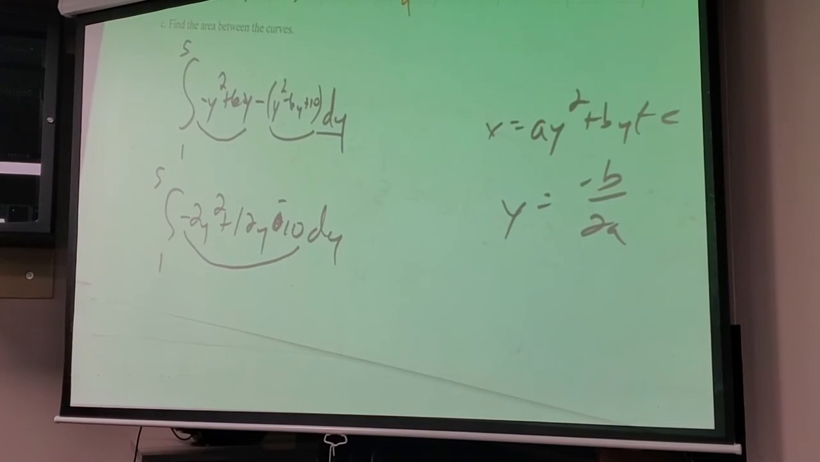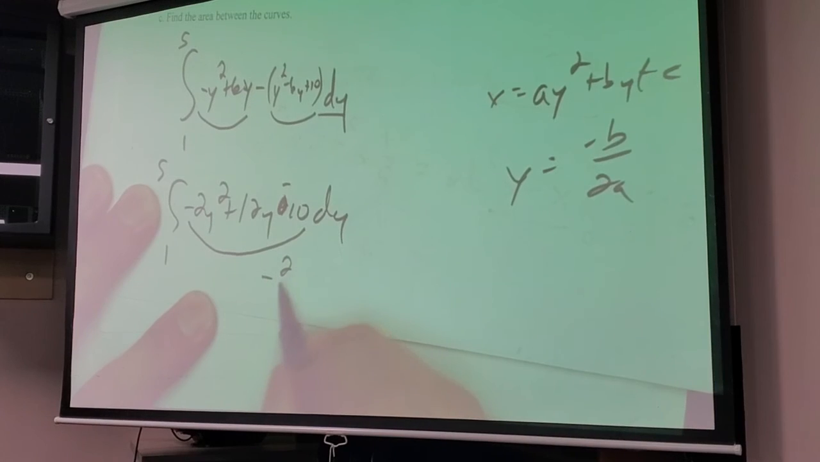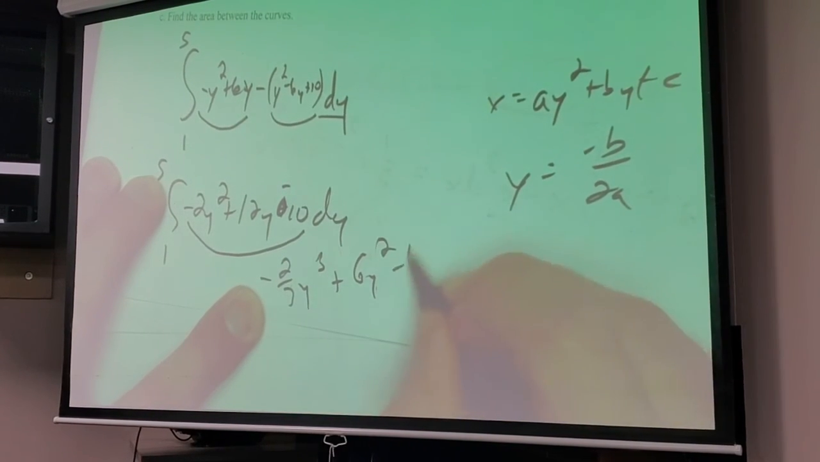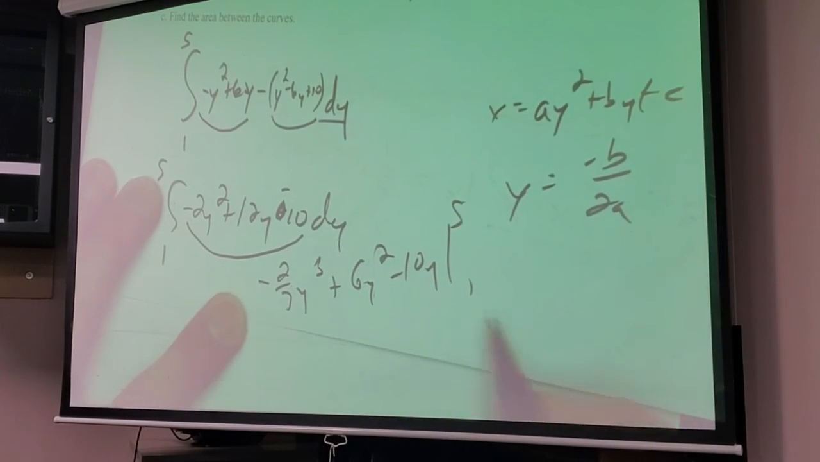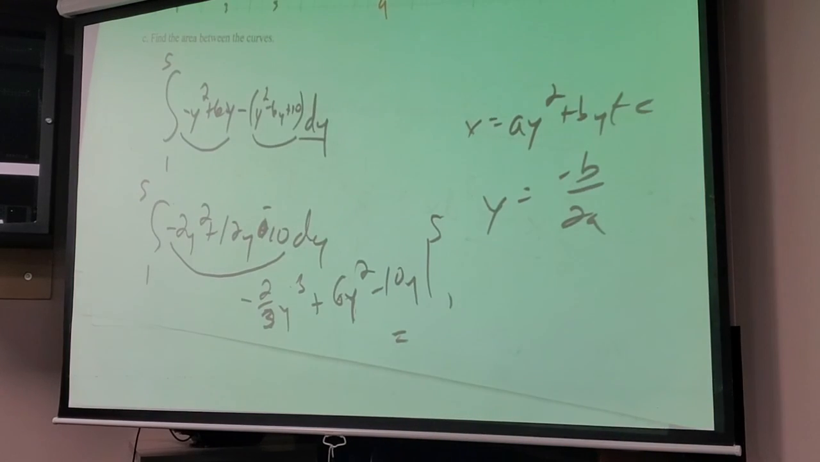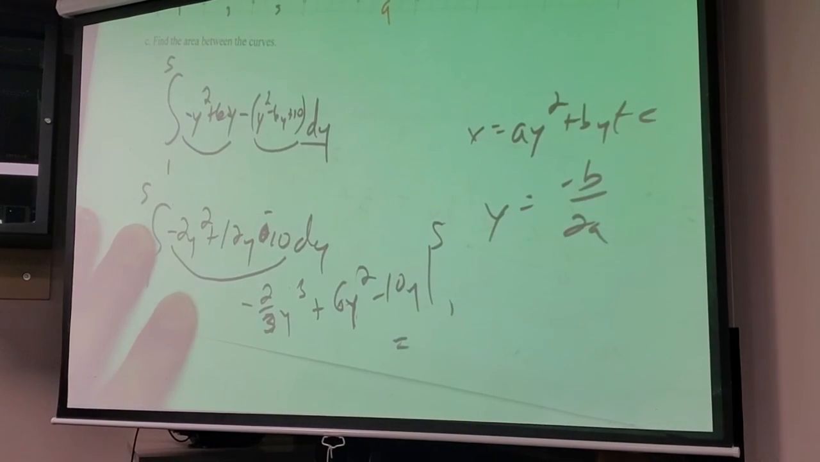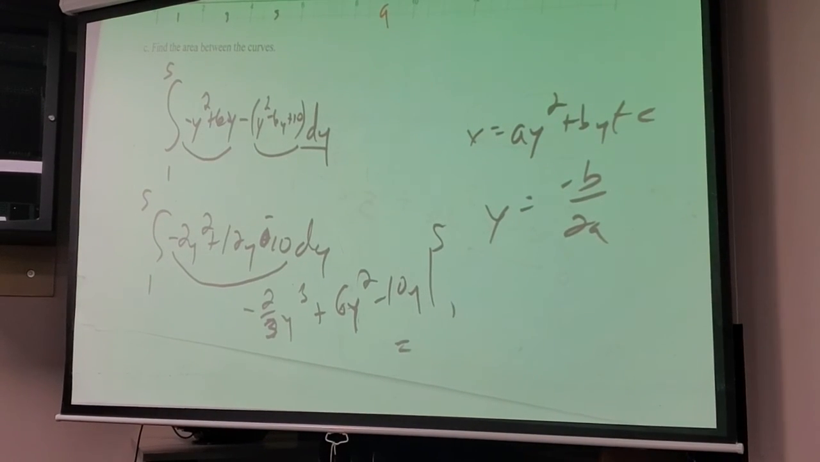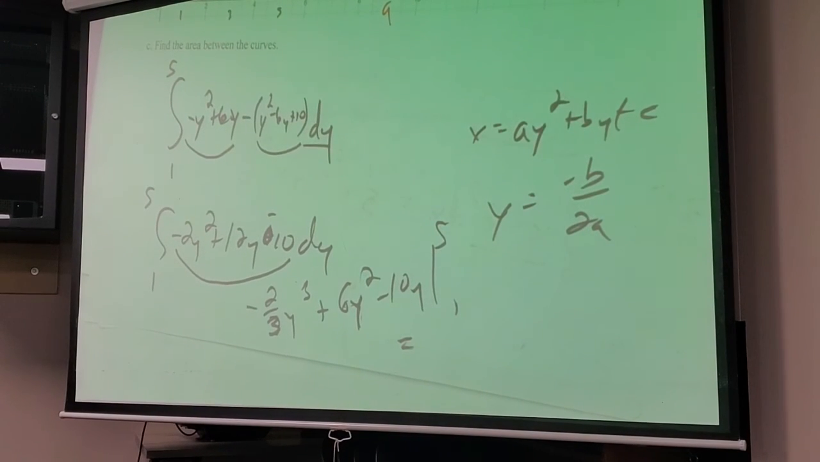Sure. So it'd be negative 2/3 y cubed plus 6y squared minus 10y from 1 to 5. Wouldn't you just plug numbers in? We can all plug numbers in. So you plug a 5 in, minus, plug a 1 in. Just a bunch of calculator work now. I really hope you forgive me for saying that.